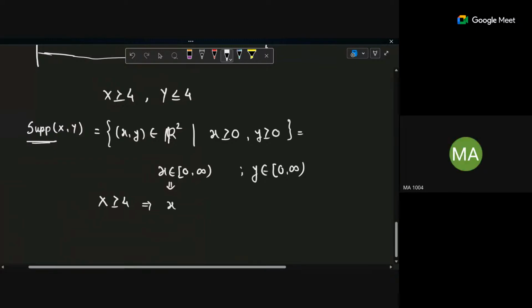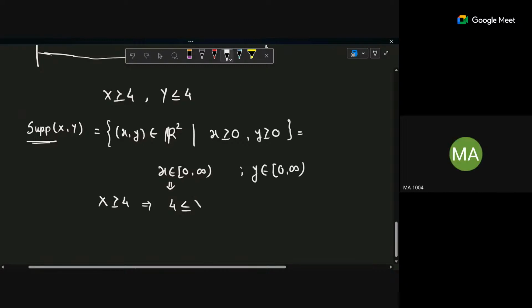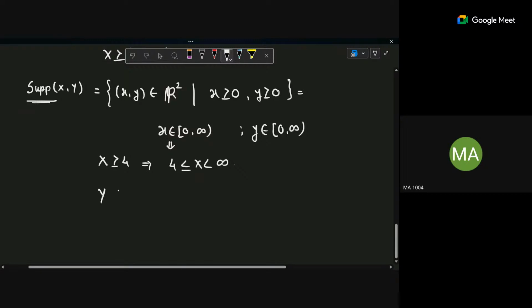That means my range for x is 4 to infinity. And what if I want y less or equal to 4? Then 0 to 4, right? So the person who asked the question, did you get how I got the limits?